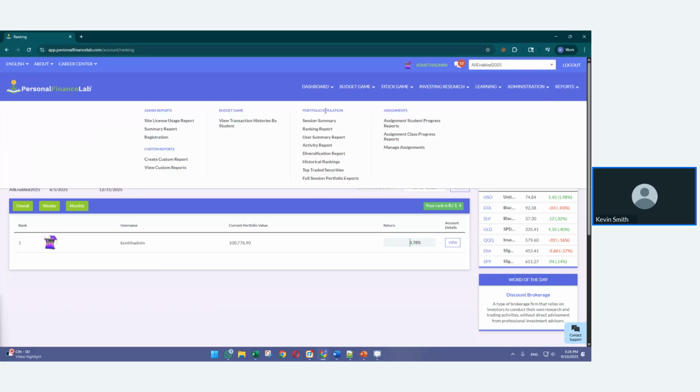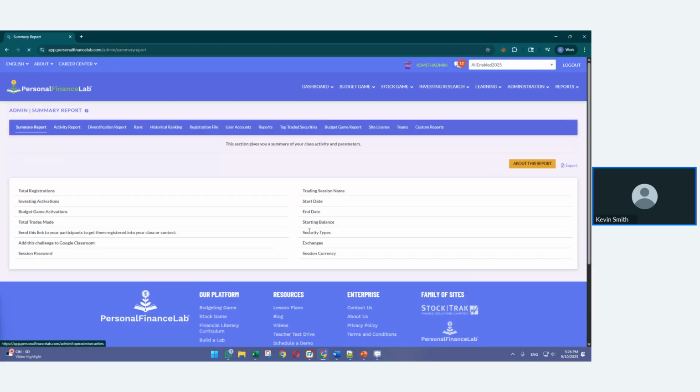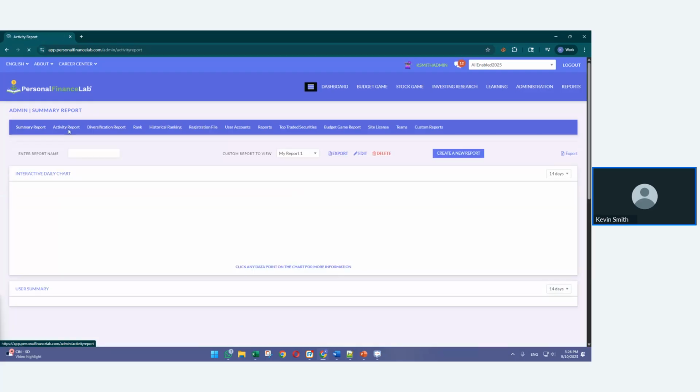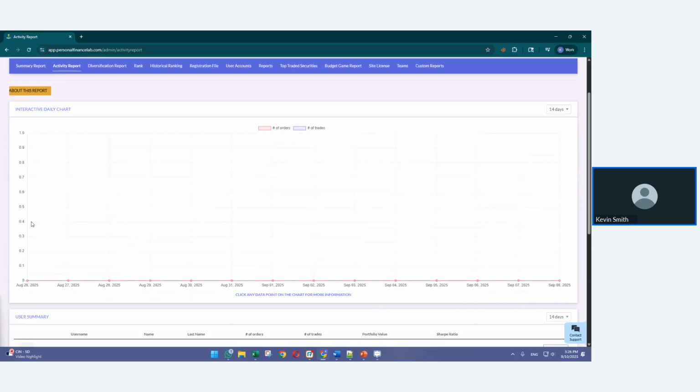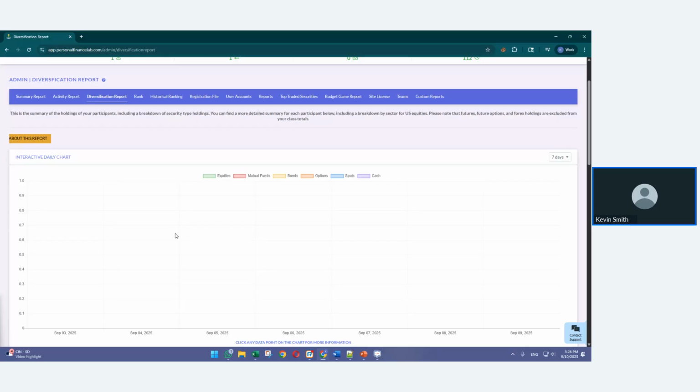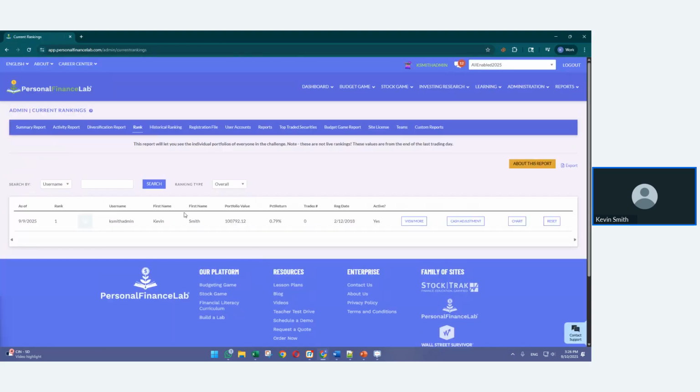So I go up here. Section summary is how many students, how many trades have been made. Activity report shows me every day how many trades and orders are being placed by different students. Diversification report: what's the breakdown of stocks, bonds, and funds across my class? This is historical, so I don't have any data for the dates, so it's blank. Ranking report is similar to the student ranking report I just showed, but it's for end of day yesterday. You see, as of 9/9.